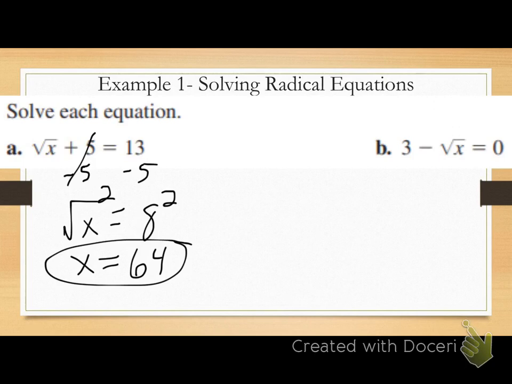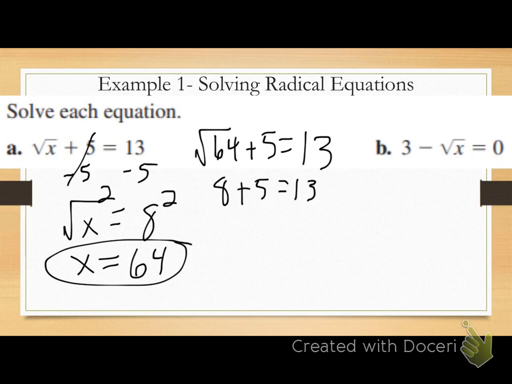Now on your assignment, it's going to tell you to check your solution. I do want you to check it. How do I check my solution? Plug it back into my original problem. And then I work down both sides. What's the square root of 64? 8. What's 8 plus 5? Does 13 equal 13? Yep, so it checks out.